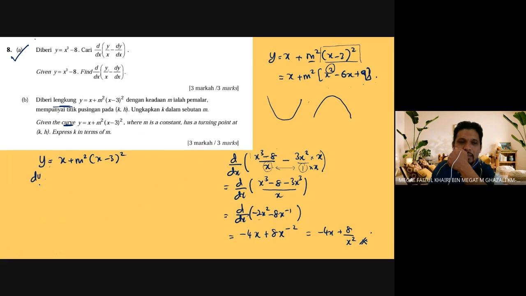So then dy/dx equals the derivative of this function, (x plus m) squared, (x minus 3) squared. Okay, differentiate y with respect to x.